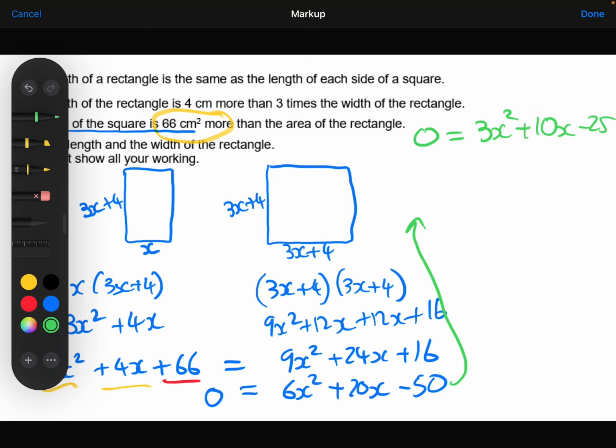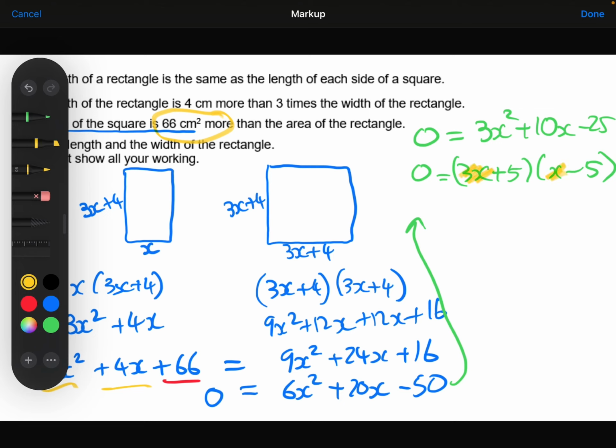And now we can factorise that. Because it's the 3x squared, I know it has to be a 3x and an x. Because it's a 25 here, I know it's going to have a minus 25. I know it has to be a minus 5 and a 5. I'm going to guess that it's a plus 5 here and a minus 5 there. I might be wrong. Let's check that.